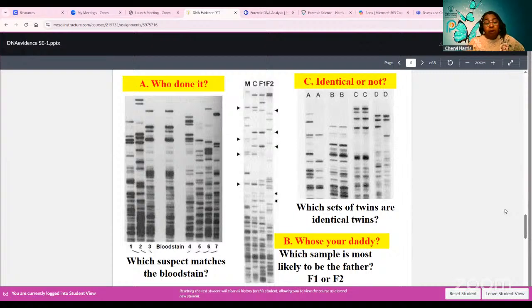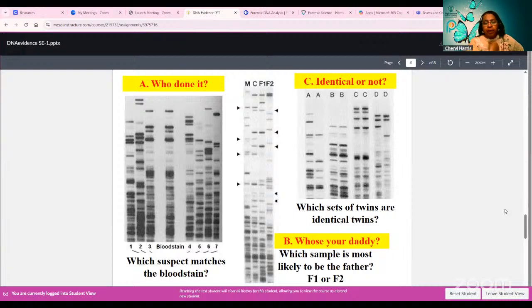So when you submit your answer sheet to me, I don't need the PowerPoint back. I need your Google Doc, and your Google Doc should have a title at the top, DNA evidence PowerPoint. And starting with this one, page 6, who done it? Which suspect matches the blood stain? So then you can say suspect number, whichever one you pick.